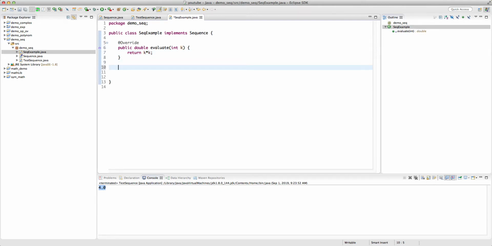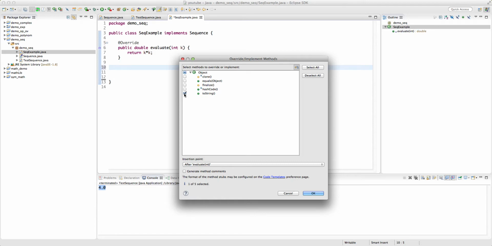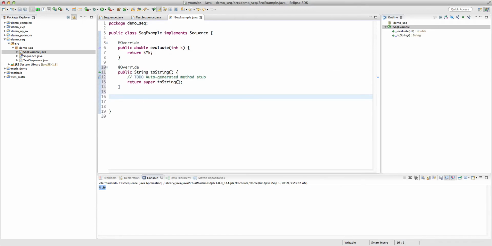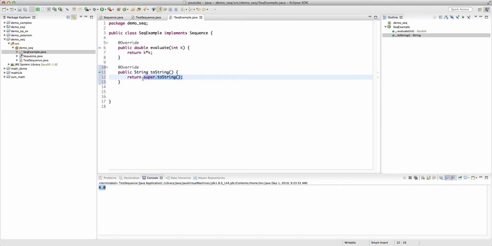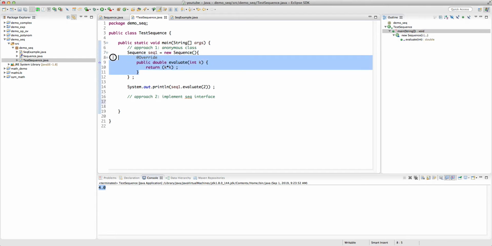But we can do other things here, such as overriding the toString method. So we go to Source, Override/Implement. We are going to override the toString method, and here I'm just going to return a_k equals k squared. All right. Remember that we could also override the toString method when creating the anonymous class, but it's not recommended to have a lot of overridden methods, because it makes the text of the code look ugly.